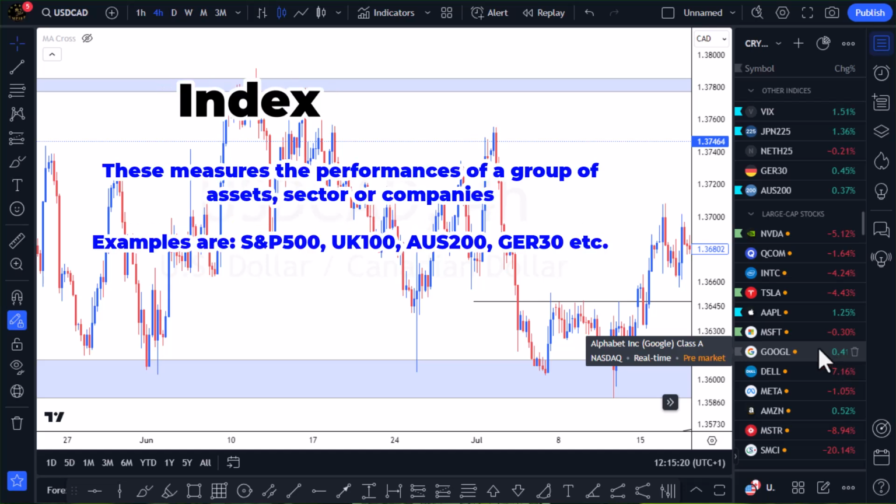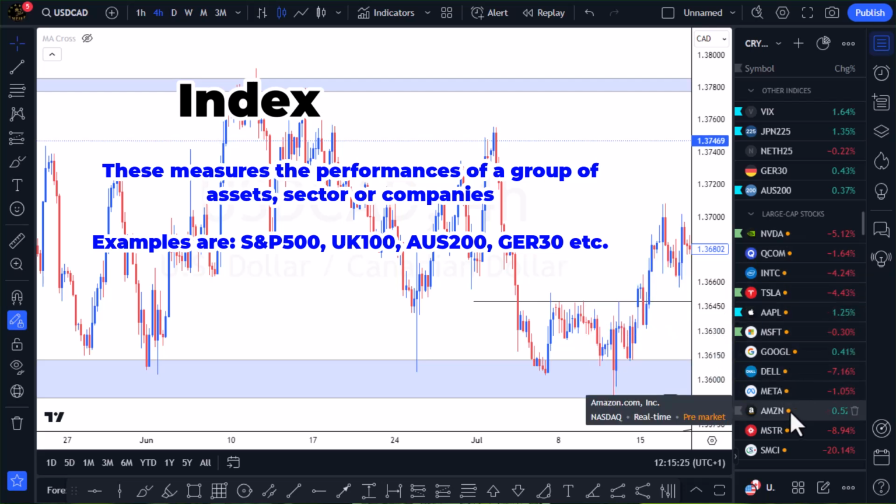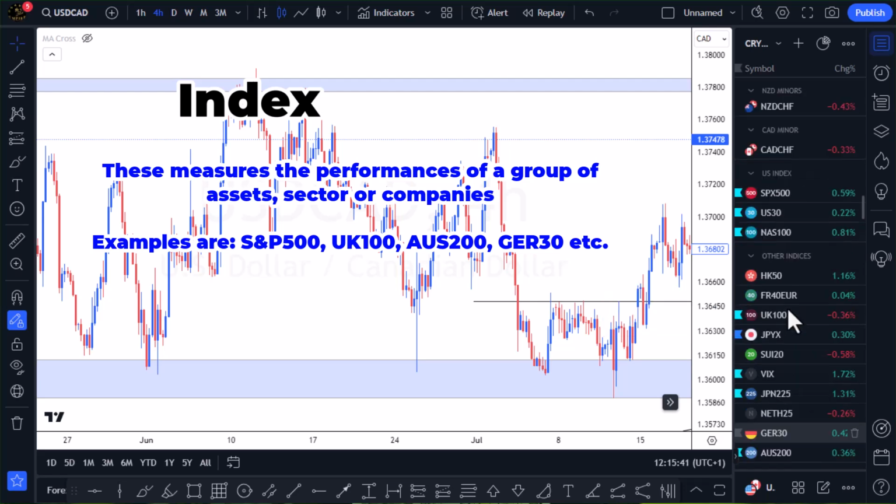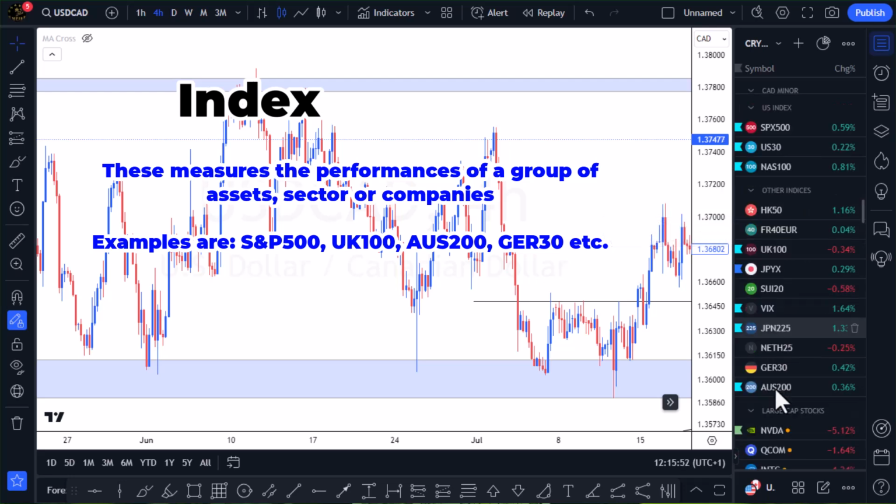And the last is index markets. In the index market, these are financial instruments that tend to measure the performance of a group of instruments. We have the Aussie 200, German 30, S&P 500, UK 100. So the S&P 500 tracks the performance of the top 500 companies in the United States. The UK 100 tracks the top 100 companies in the United Kingdom. And we have the German 30 for the top 30 companies in Germany. We have the Aussie 200 for the top 200 companies in Australia. We have lots more of them.